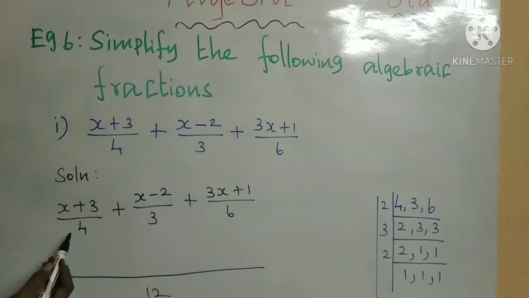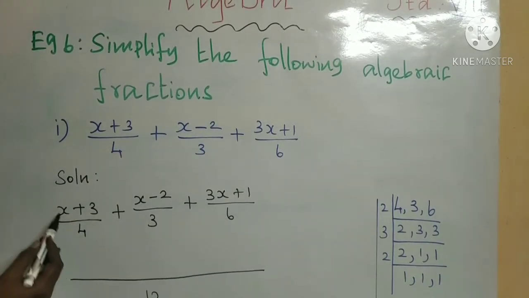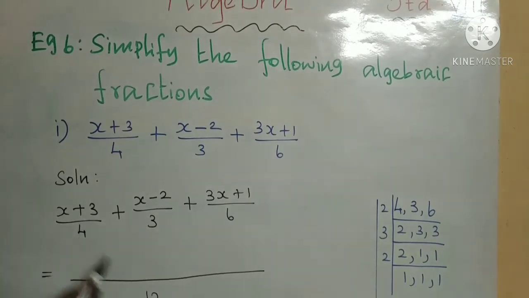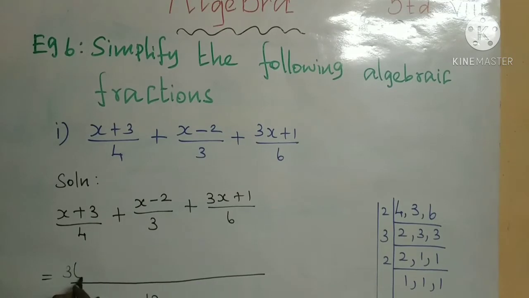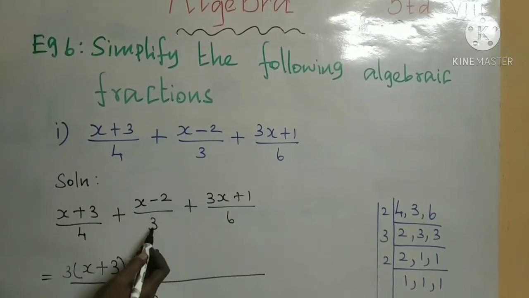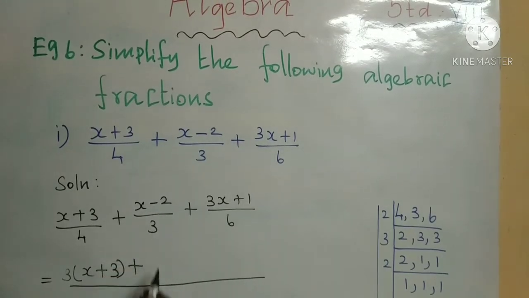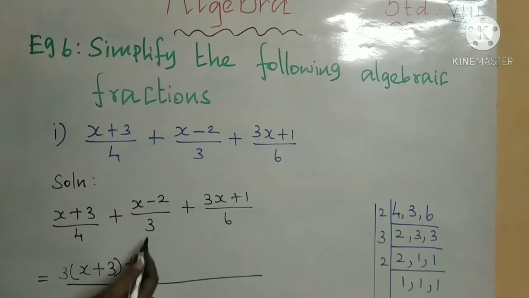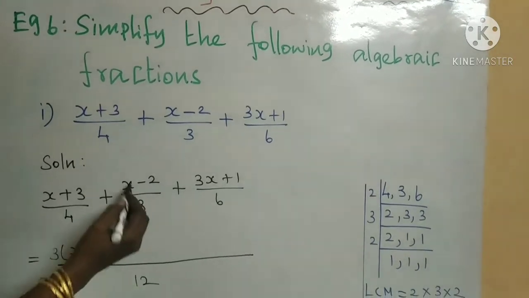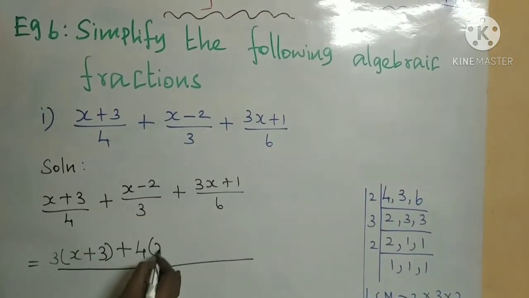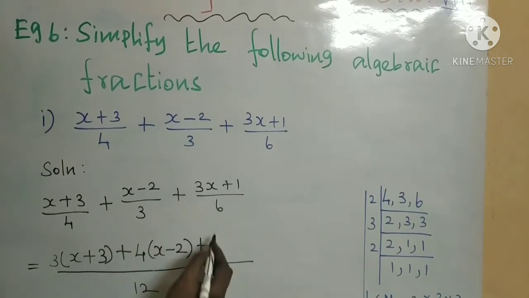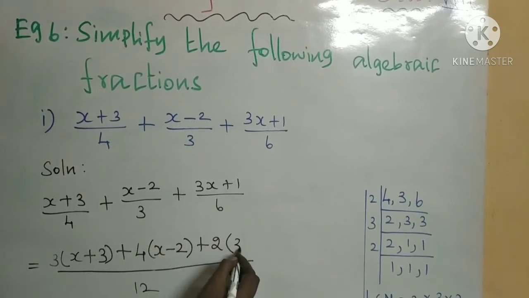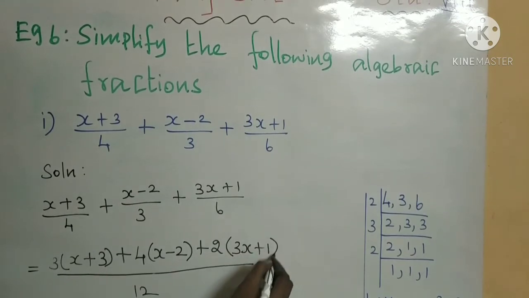So here 12. Which number do we have to multiply by the numerator? 12 divided by 4, 3. So 3 into x plus 3. Then this denominator value is 3, so we have to divide 12 by 3, we get 4. So 4 into x minus 2. Here 6 is given, so we have to multiply by 2 into 3x plus 1.